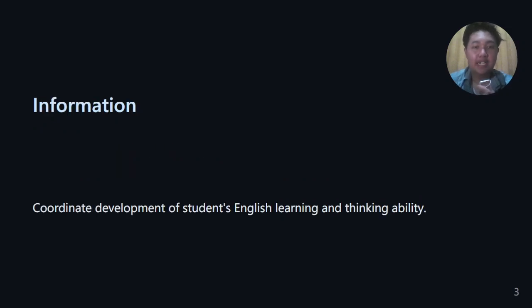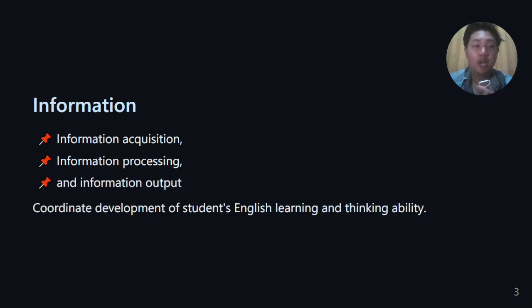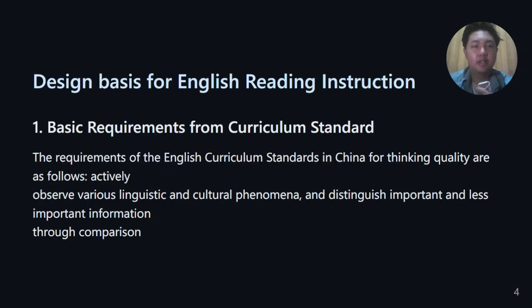And another aspect is information. So information will be used to coordinate development of students' English learning and thinking ability. For example, information acquisition, information processing, and information output. These information stages are expected to help with the subsequent step in the process of thinking quality, as the development of English students' learning and thinking ability.